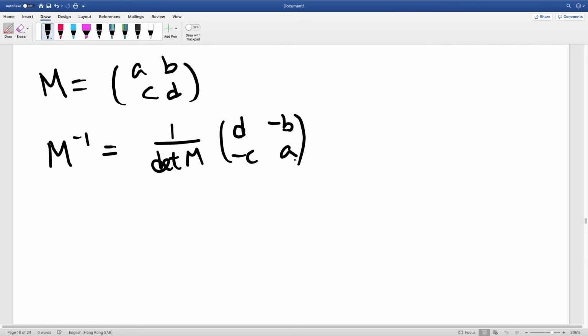Now, what does it mean by the inverse matrix? It means that if any matrix times the inverse, or the inverse times that matrix, will give you the identity matrix.